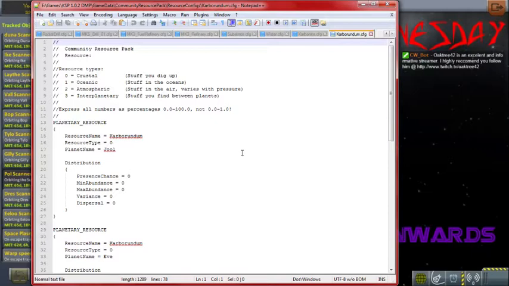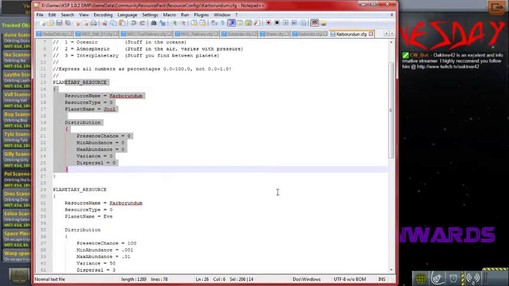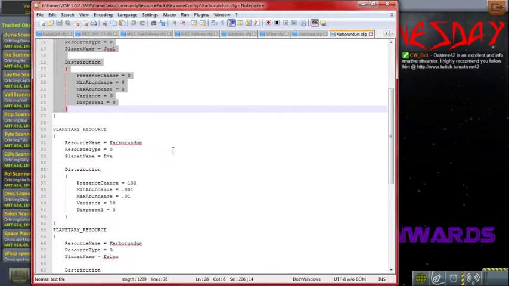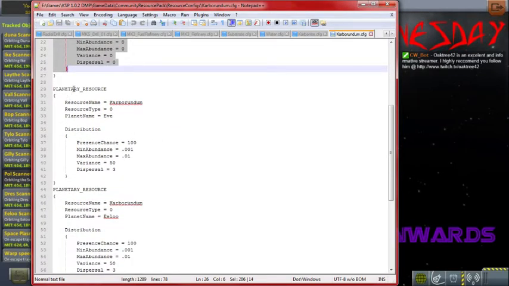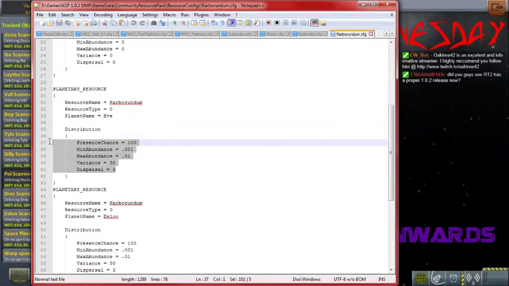Now, carborundum is a kind of super resource, I suppose you could say. So let's take a look at its config as the last one. So we have planetary resource, again, exclusion for Joule surface. So first location is planetary resource, and it says that resource name, which is a mineable resource, on Eve with those amounts.